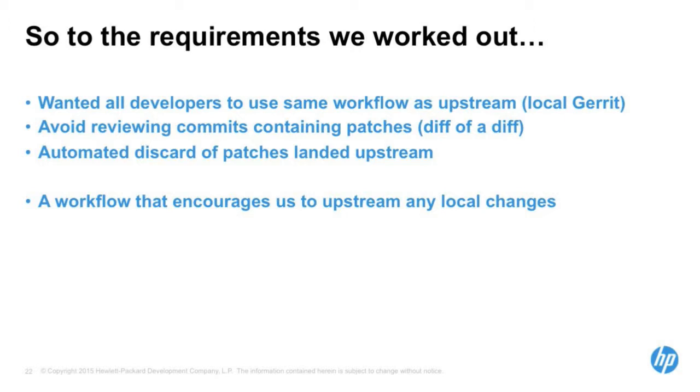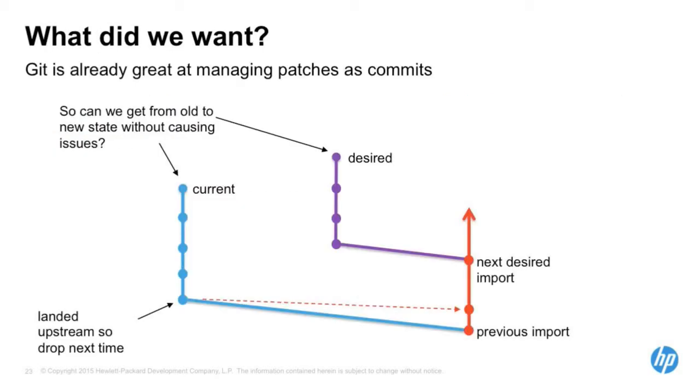So this is a summary of the requirements we worked out. We essentially wanted the exact same workflows upstream. We did not want to review diffs of diffs. That's just horrible. And we also wanted to automate the discard of patches landed upstream. And the really important one, we wanted to ensure that we encouraged ourselves to keep upstreaming all the changes. Because yes, forks are ugly. I hate them. And I wrote this tool.